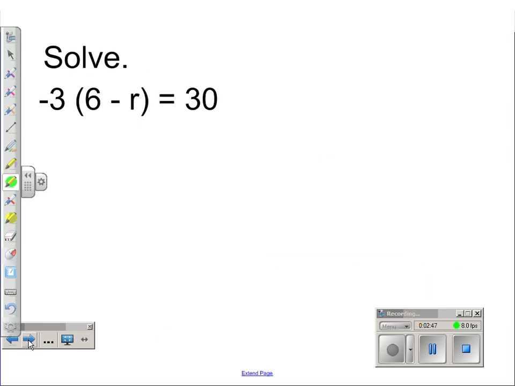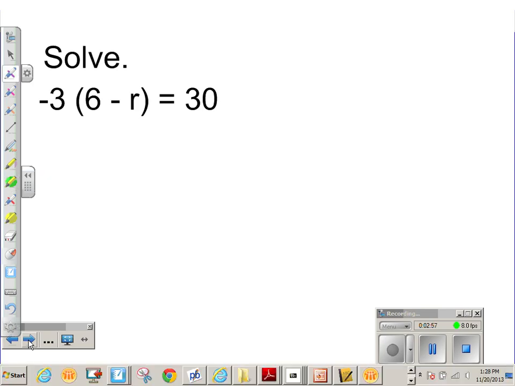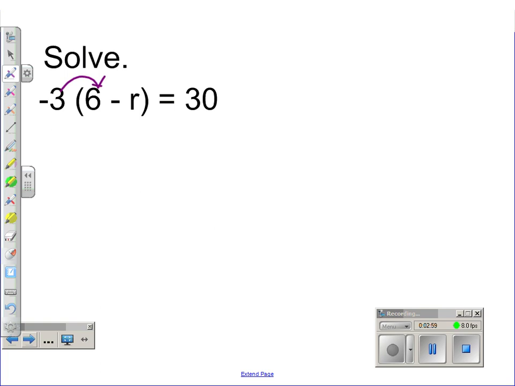Moving on to our next example. Once again, I want to look at the parentheses. Well, I can't combine 6 and negative r. Those two terms are different than one another, and so I can't combine them. I know I have to get rid of the parentheses. To do that, we're going to use the distributive property. The distributive property is very generous. It wants to make sure that you are multiplying through by both or all terms within the parentheses.